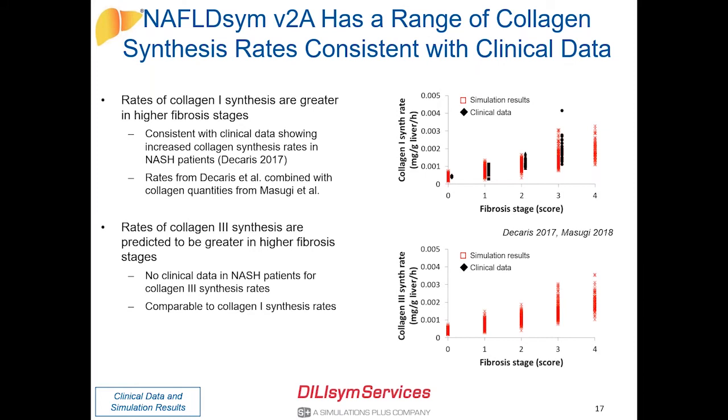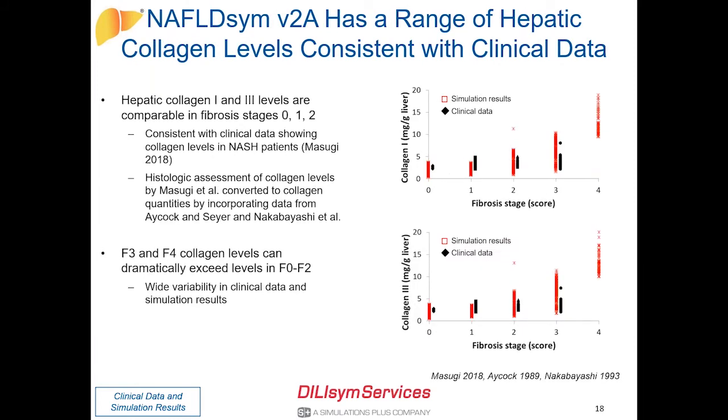So putting together the synthesis rate with the number of stellate cells, ultimately we're also able to predict the amount of collagen. And again, categorizing it by fibrosis stage, using a variety of data sets listed down at the bottom of slide 18, you can see that, again, we do a nice job of capturing the range of the amount of collagen for a given level of fibrosis.